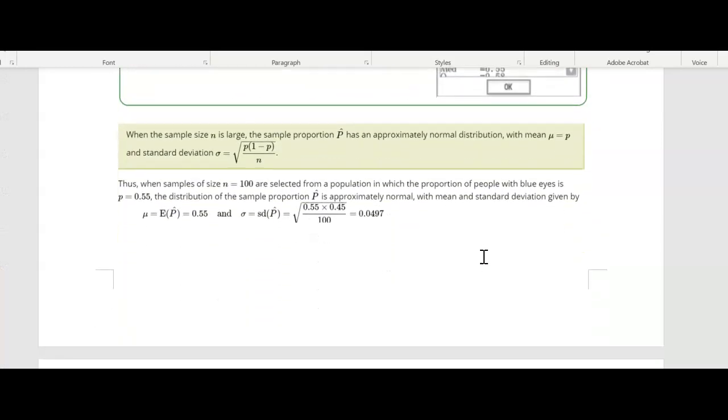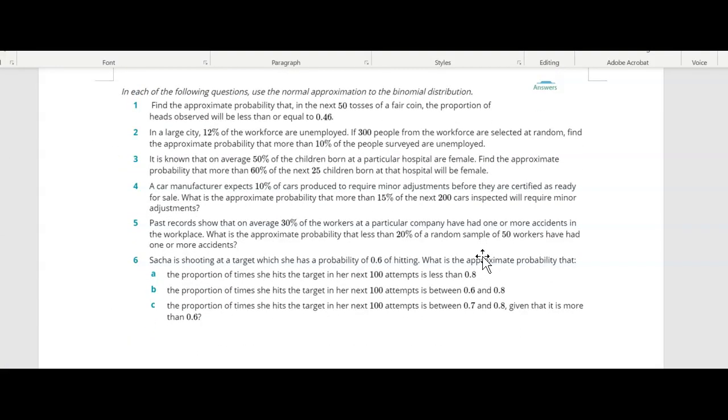Let me just scroll on through. Okay, so all these questions here, we're going to be using the normal approximation to the binomial distribution. So I've got 6 questions there, but we're basically going to be doing them the same way. So let me just get my highlighter.